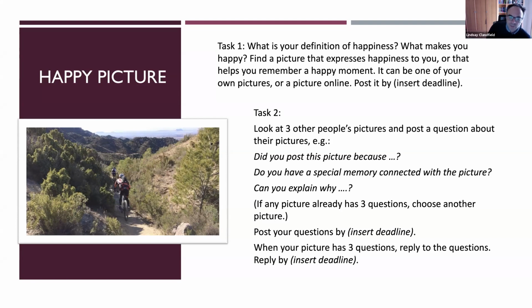And they have to keep an eye on their own picture. When their picture accumulates 3 questions, they reply to the questions. Obviously, tweak the number of questions. If you have a small class, it could just be 1 question or 2 questions. You don't have to make it 3 questions. But again, what I do here is I stagger the tasks. So the first thing is the photos, and then once the photos are out, the next thing happens.